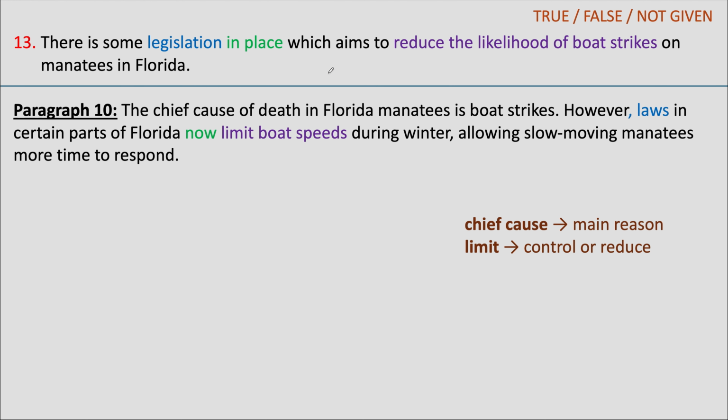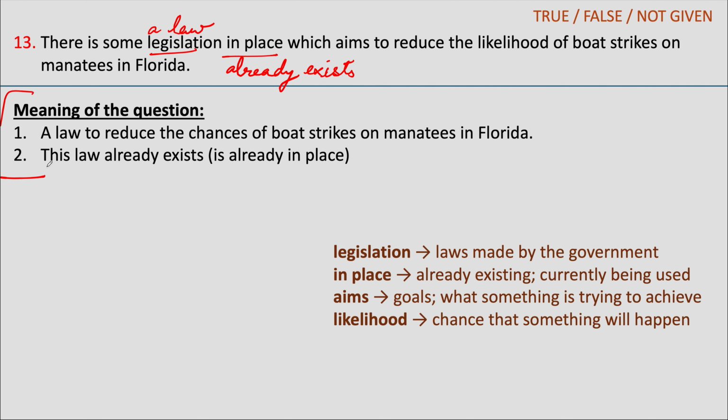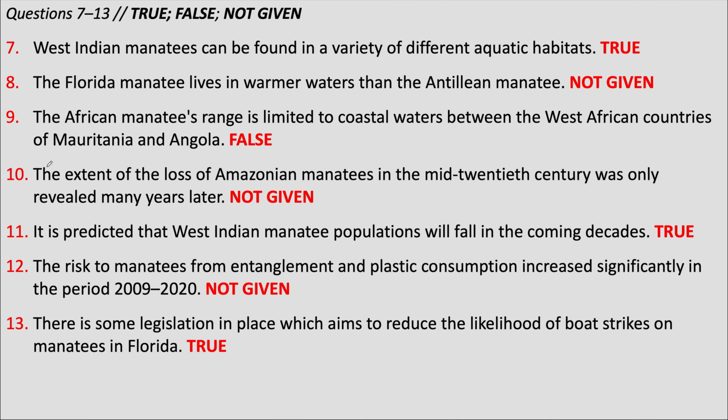The paragraph first says that the main cause for the death of Florida manatees is boat strikes. Then it says that in some parts of Florida, there is a law to limit or to control boat speeds. Limiting boat speeds gives manatees time to respond and avoid being hit. So there is a law now. It is already in place. It aims to reduce boat strikes. Both parts of the question match the passage. The answer to question 13 is true.